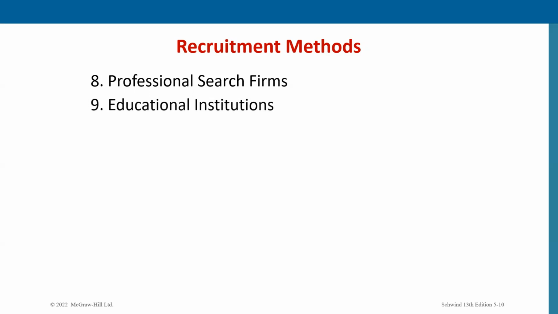Number nine, we have educational institutions. When we talk about educational institutions, they're, for example, high schools, technical schools, or even colleges or universities, where applicants for job positions are usually selected. So this can also be a place where you can find your ideal recruits. Number 10, we also have professional and labor organizations.